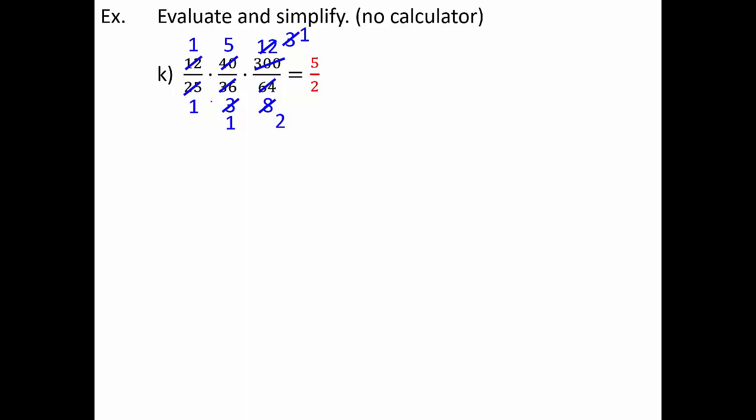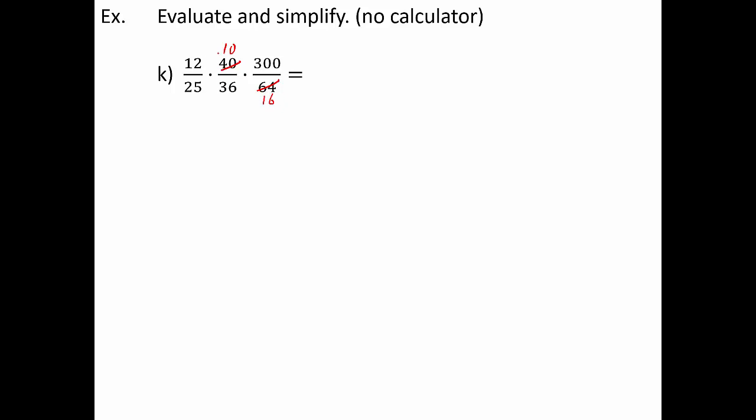Now, just to point out that it doesn't matter what order you do things in, let's do that problem again, but simplifying in a completely different order. So this time I'm going to start with the 40 and the 64, and instead of dividing by 8, I'm going to divide by 4, because I know that 4 goes into 40 and I know that 4 goes into 64.